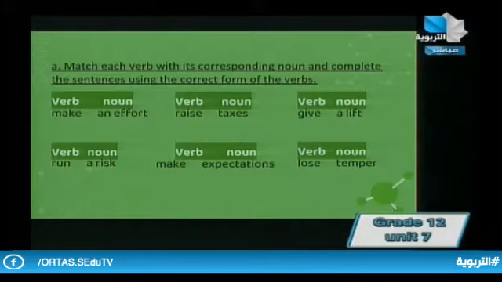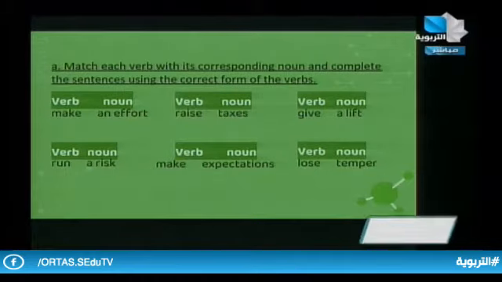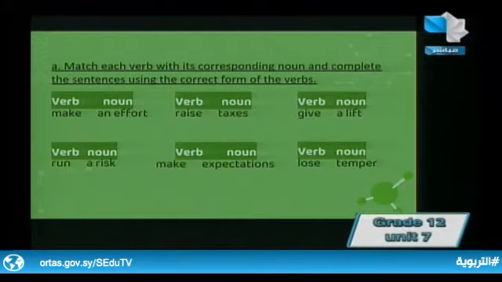Make an effort, to exert an effort, to do something that needs a special ability. Not do an effort, not make an effort, not do an effort, exactly. The next one is the verb raise, and here it goes with taxes, or to raise taxes.